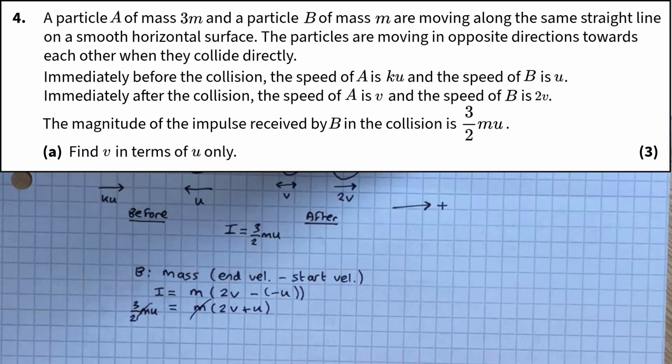Here we can cancel the m's. And I'll times by 2. Subtract 2u. And then divide by 4 to give us the answer. So v is equal to u/4.